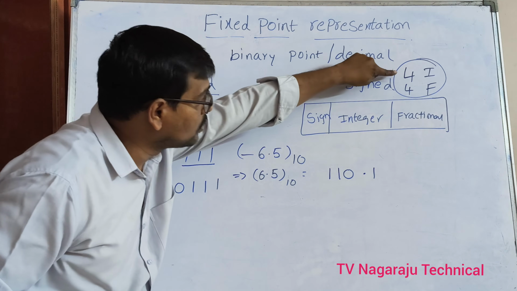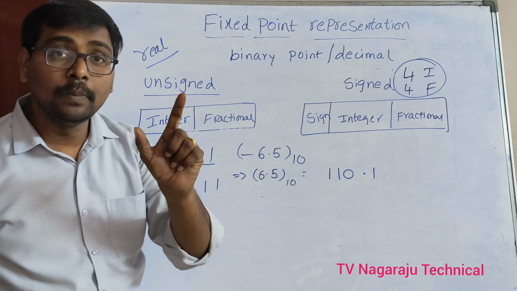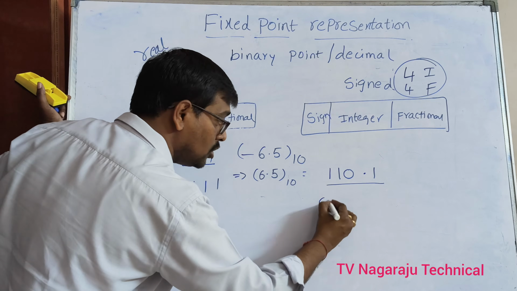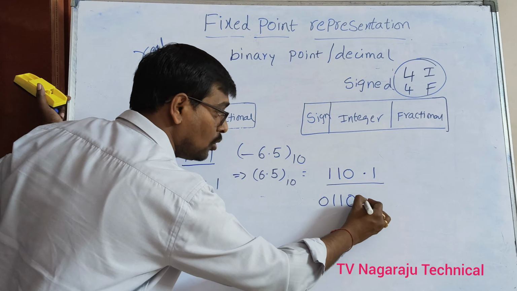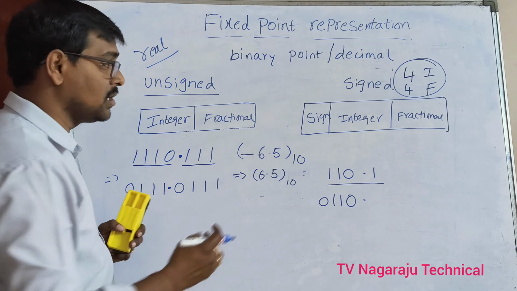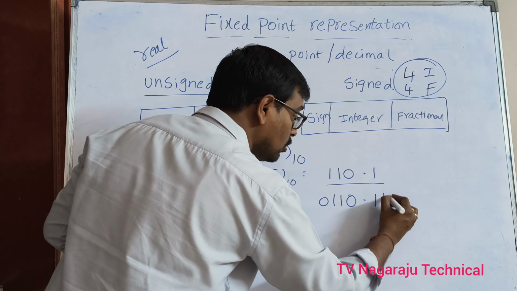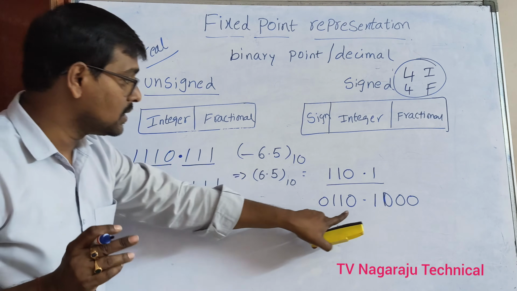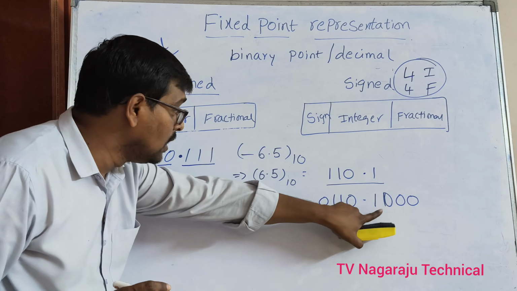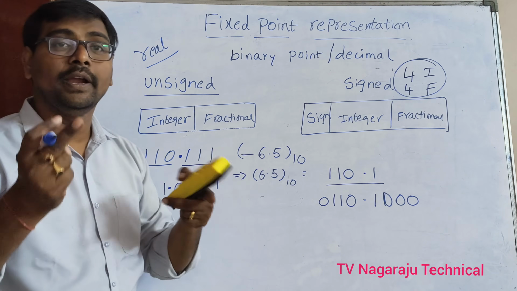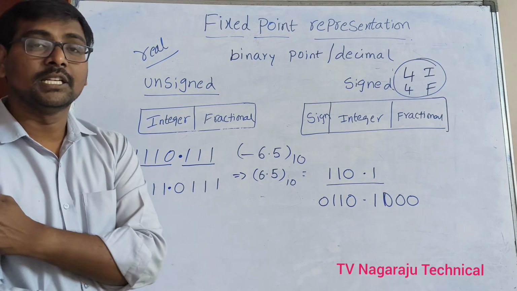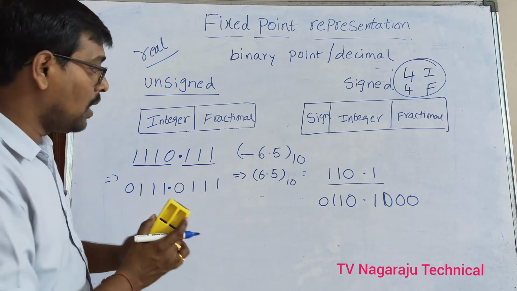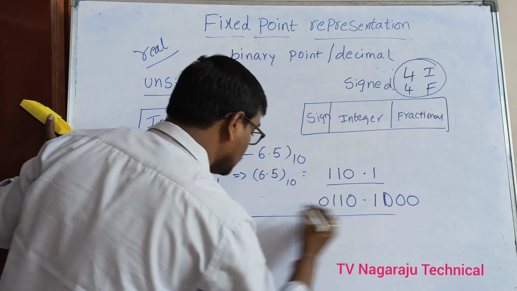In my example, I used 4 bits for integer and 4 bits for fractional. Now, how do we convert? 0, 1, 1, 0. This is the integer representation, and 4 bits are used for the fraction. This is the fractional representation. Now, this is the value of 6.5. If you want just a representation, this is the answer.